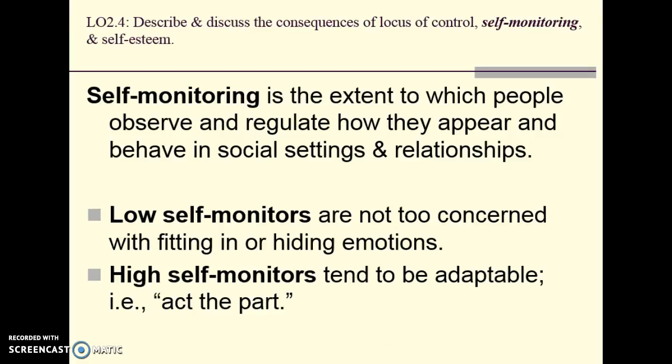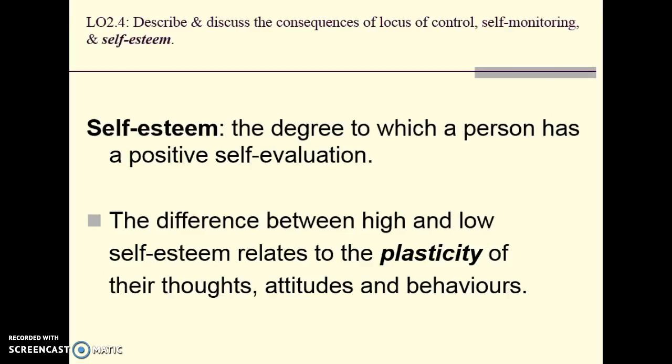Self-monitoring is the extent to which people observe and regulate how they appear and behave in social settings and relationships. Low self-monitors are not too concerned with fitting in or hiding emotions. High self-monitors tend to be adaptable. They act the part.